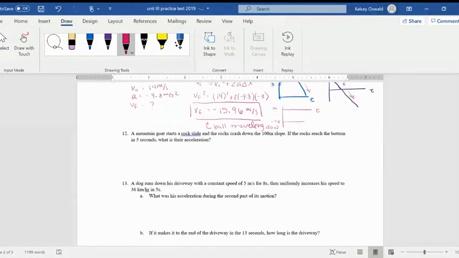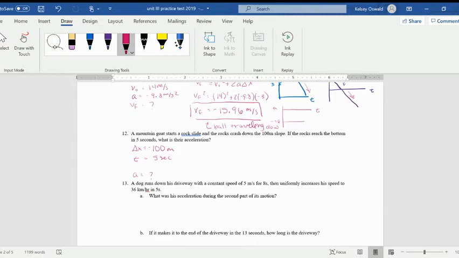Let's go ahead and look at this next one. So this one, we are looking at objects not in free fall because we are not in the air. So here we start a rock slide that has rocks crashing down a 100-meter slope. So here our objects are moving downwards 100 meters, or displacement is negative 100. We know the rocks reach the bottom in 5 seconds. That's our time. And we want to find the acceleration. Again, it is not negative 9.8 here because we're not in free fall. We're not in the air. So right now it looks like we do not have enough information to solve this problem.